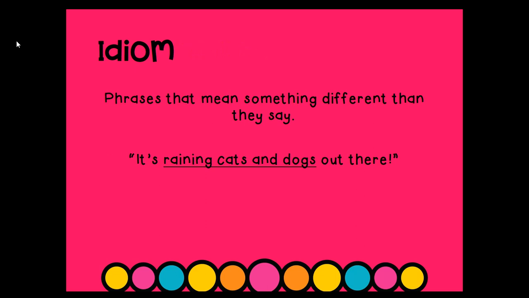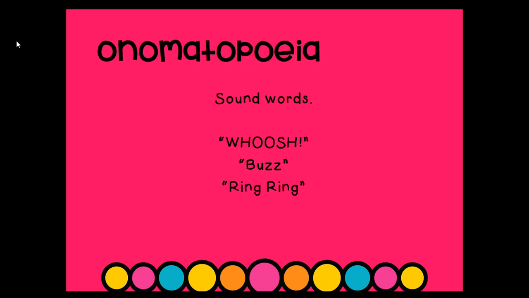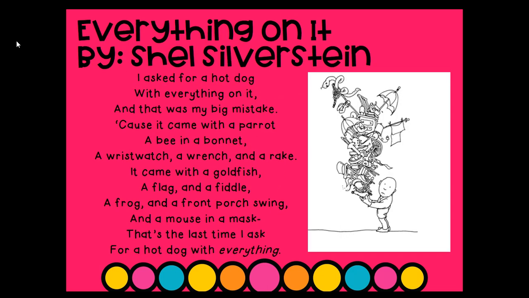Idioms are phrases that mean something different than they say. A good example of this is, it's raining cats and dogs out there. Onomatopoeia are sound words. Some examples of these are whoosh, buzz, and ring ring.